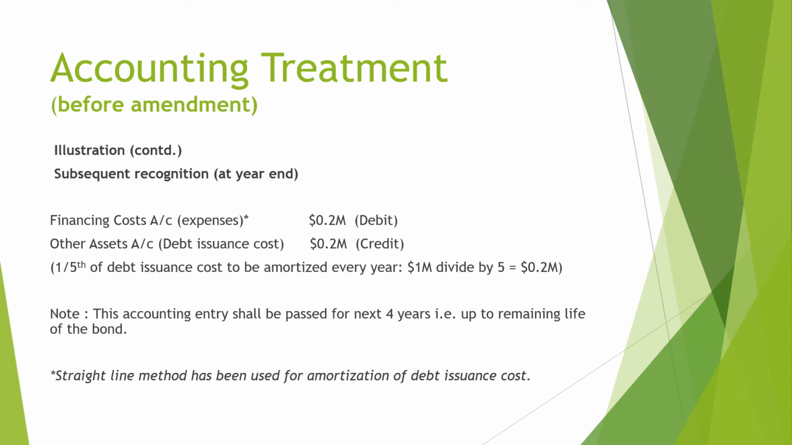Now, at the end of the period, in the year in which the bond was issued, we will debit the financing cost, our expenses, and will credit other assets, the debt issuance cost, with $0.2 million. So here we have divided the entire debt issuance cost over the maturity of the bond period. Note, this accounting entry shall be passed for the next 4 years, that is, up to the remaining life of the bond. Please note that the straight line method has been used here for amortization of debt issuance cost. Alternatively, you can also use the interest rate method.